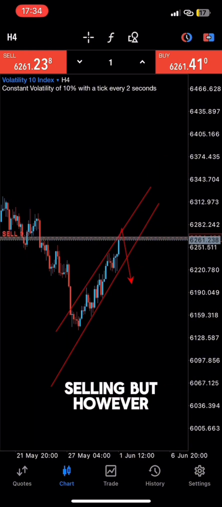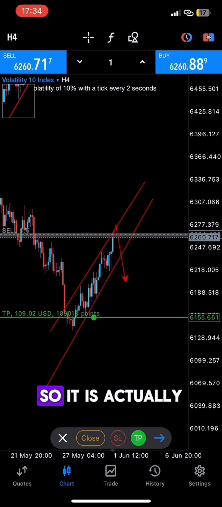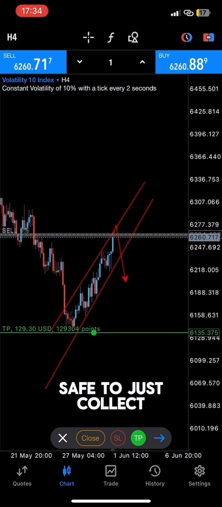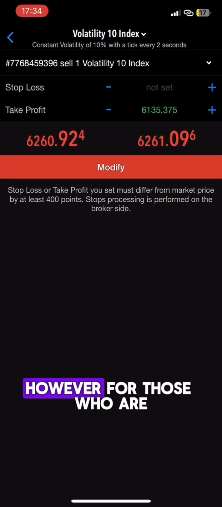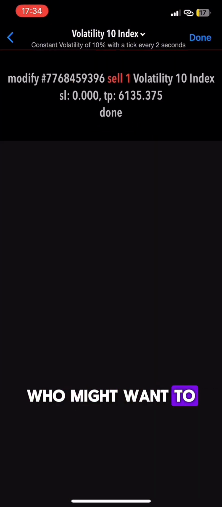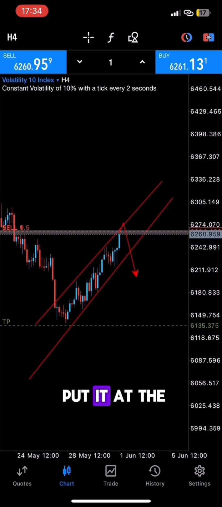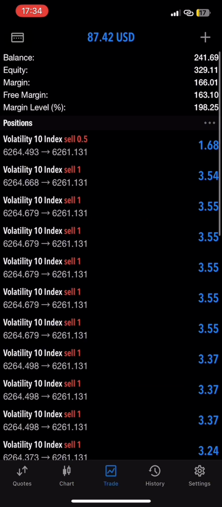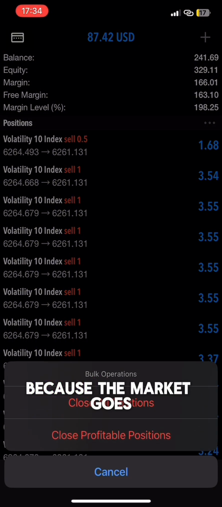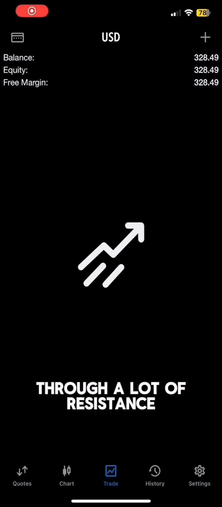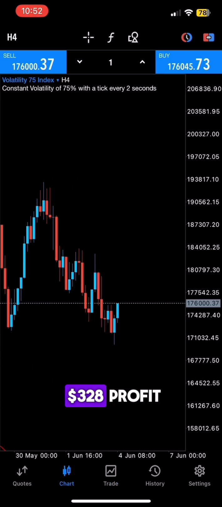So the market is selling, but however, the bulls still have a bit of power. So it is actually safe to just collect some profit and then we leave the market. However, for those who might want to put a take profit, this one I've just put at the last take profit. Please note that this is the most difficult take profit to reach, because the market goes through a lot of resistance and support. As you can see, now we're in $328 profit.